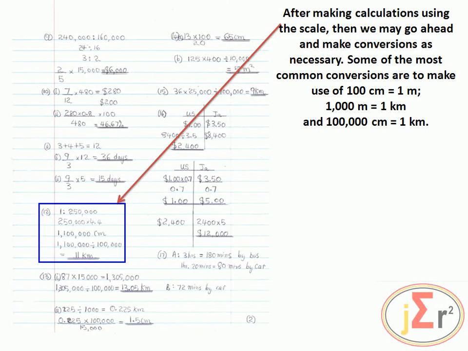After making calculations using the scale, then we may go ahead and make conversions as necessary. Some of the most common conversions are to make use of 100 centimeters is equal to 1 meter, 1,000 meters is equal to 1 kilometer, and 100,000 centimeters is equal to 1 kilometer. This one, be careful of it, and also this one.